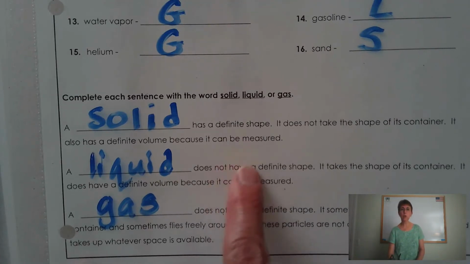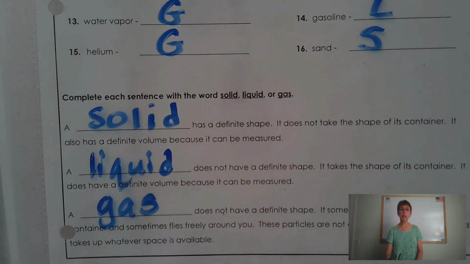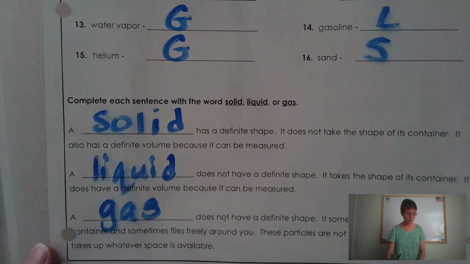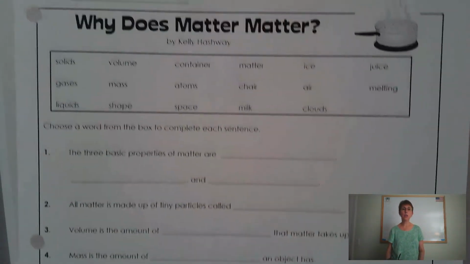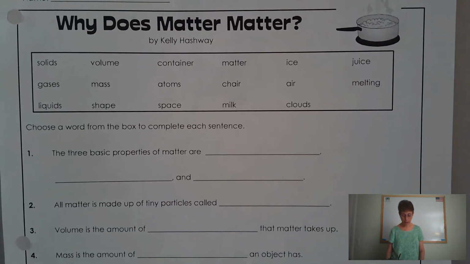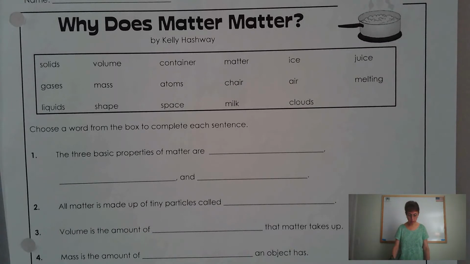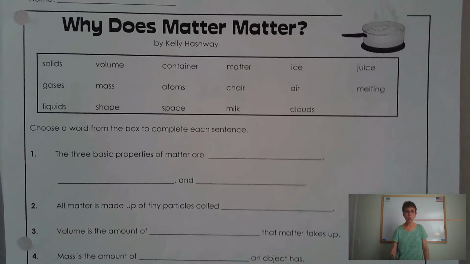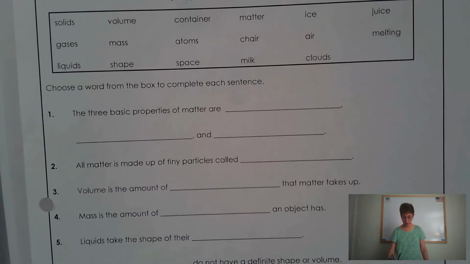So please make sure that you read these over again carefully and you understand the difference among the solid, liquid, and gas. Okay? And then on your own, I would like you to work on this worksheet called Why Does Matter Matter? If you take a look at the word bank up at the top, you have solids, gases, liquids, volume, mass, shape, container, atoms, space, matter, chair, milk, ice, air, clouds, juice, and melting. And you're going to use those words to fill in the blanks down below.